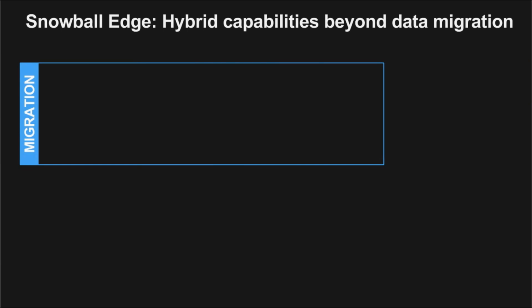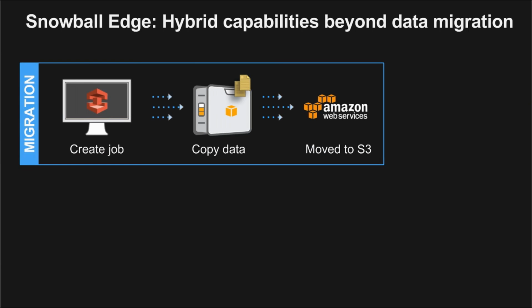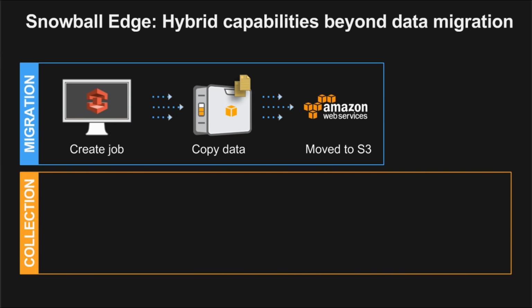So with the Edge, a couple of use cases. One is sort of the simple migration use case. You create the job, we ship you the Snowball Edge, you copy the data onto it. Again, you can use an S3 API, and we even have an NFS file interface available on the Snowball Edge, so you can just mount it as an NFS export, as a drive, and be able to copy the data to it. You ship it back and we copy the data into S3.